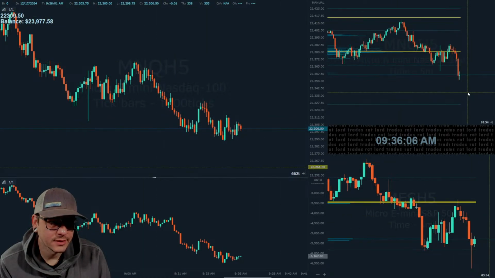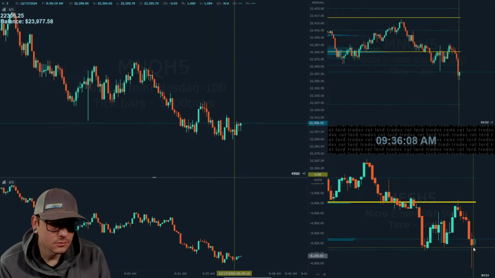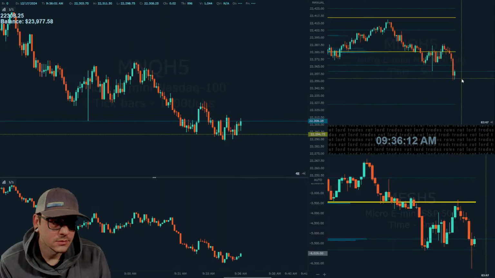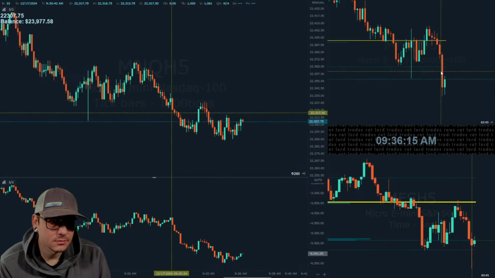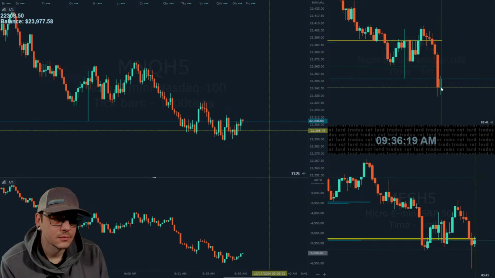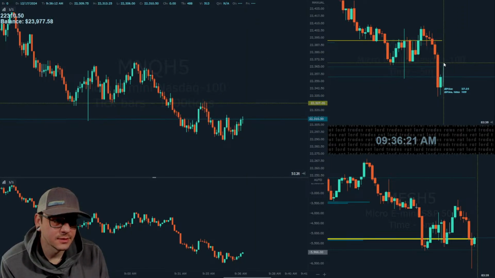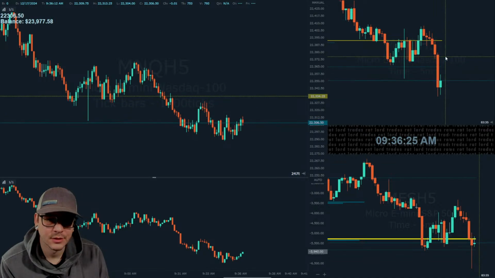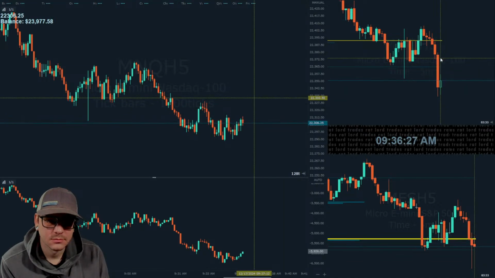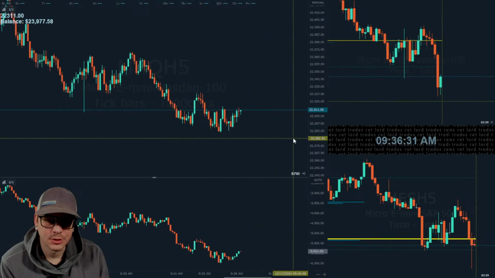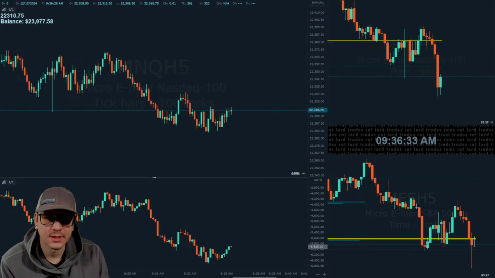ES 5-minute just wicked lower. That's that close down there. See if this 5-minute candle comes up to like the 20s, maybe the 30s. I want to short. And then if the short works, I'm just removing the buy button.